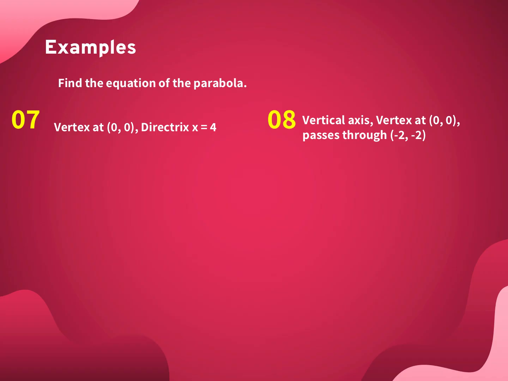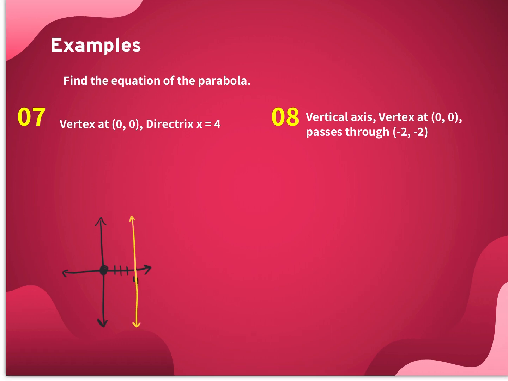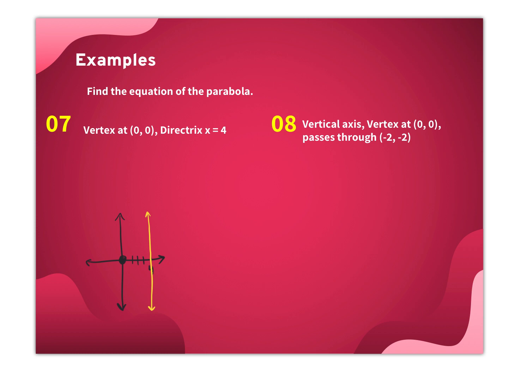All right, a couple more. So again, here's another vertex at 0, 0. I'm going to just kind of draw it out. Vertex at 0, 0, and the directrix is the line x equals 4. So that means my directrix is a line that goes down like this. So I know that this is a parabola that opens this way, and that my focus would be over here, right? But again, they're not asking me for the focus. All they want is the equation of the line.